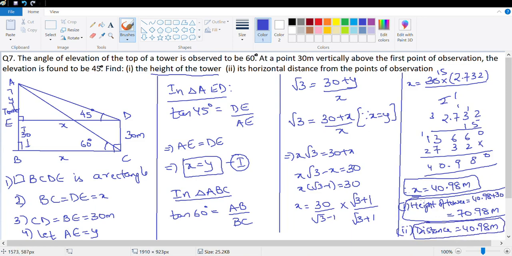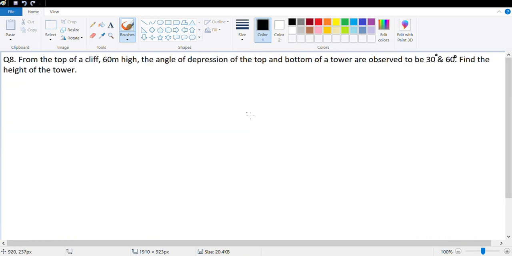Done. Let's look at the next question. The next question that we do is question number 8. Question number 8 says, from the top of a cliff 60 meter high, the angle of depression of the top and bottom of a tower. Also, we are looking at two angles from one place. Perfect. So let's just draw the cliff first.